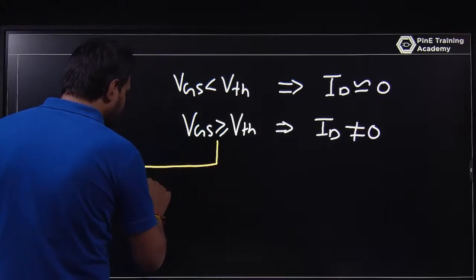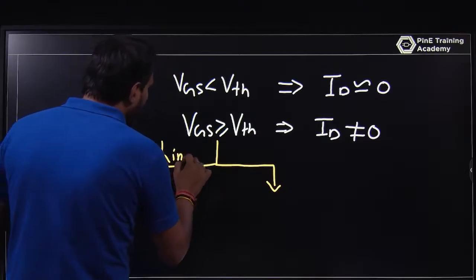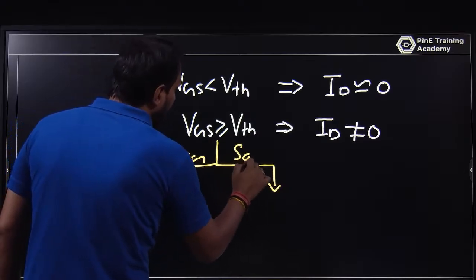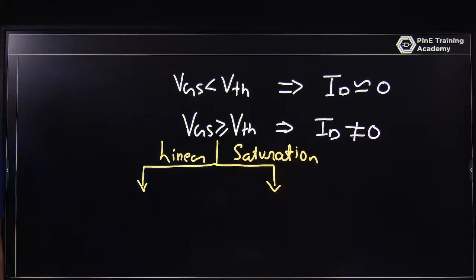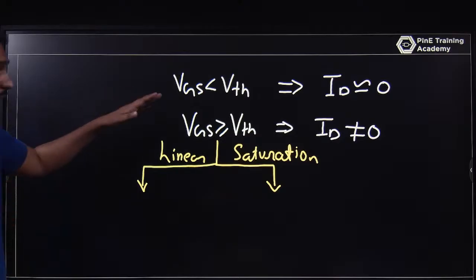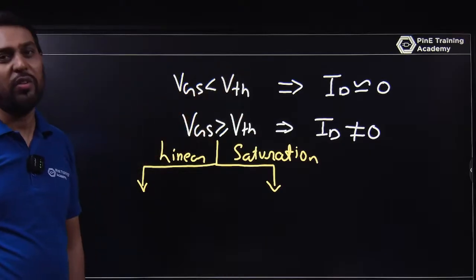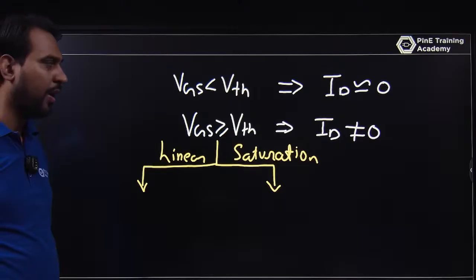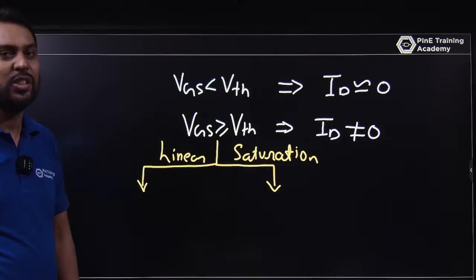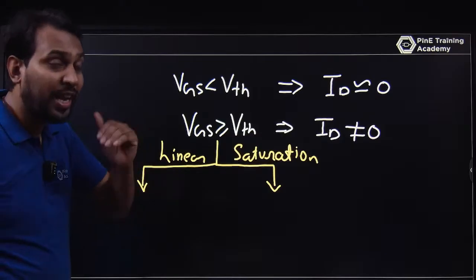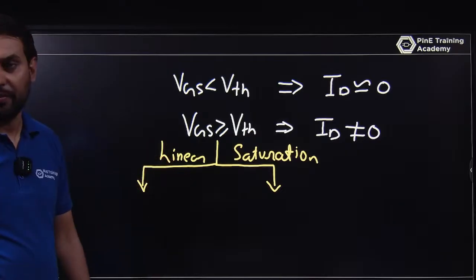It has two regions: one is linear, one is saturation. Firstly, you will check whether the MOSFET is on or off. If VGS is less than VTH, I can say that the MOSFET is off, and ID is approximately 0. If VGS is greater than or equal to VTH, you have an inversion layer and ID is not 0. The MOSFET can be in linear or in saturation. It depends on the following condition.